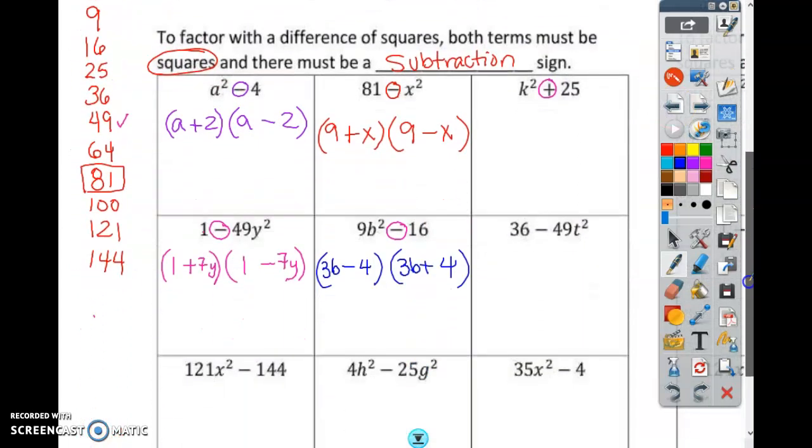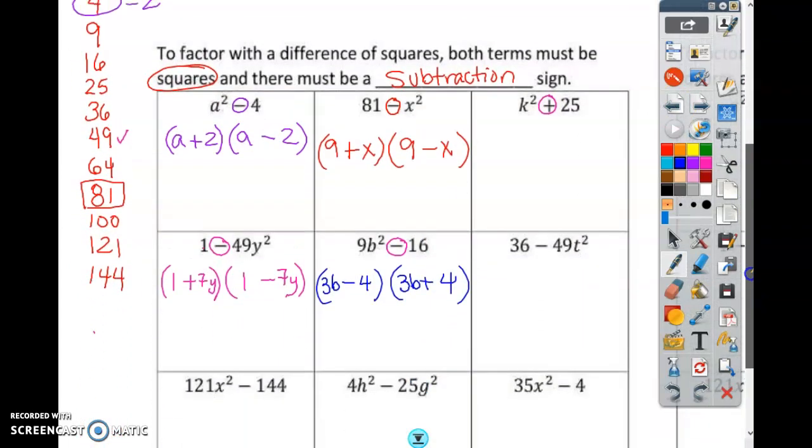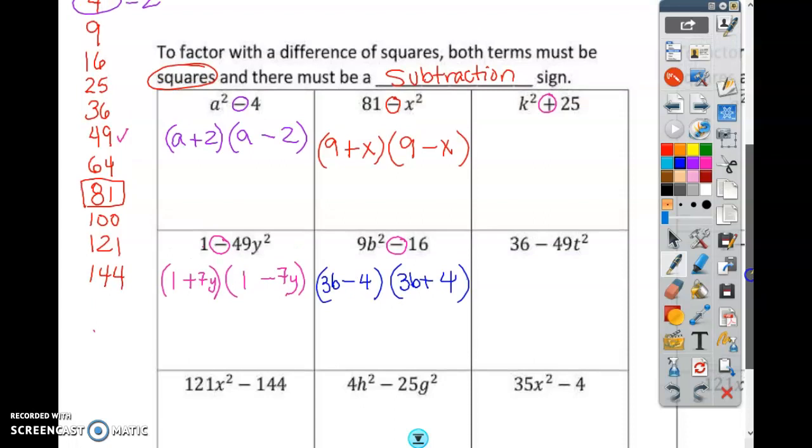Okay? Again, this is a rule. This is not going to work with everything. It does not work with this one. This is a plus. It does work with this one. This is a minus. I can take the square root of 36, that gives me 6. I can take the square root of 49, that gives me 7. I can take the square root of t squared, that's t. So I'm going to set it up.